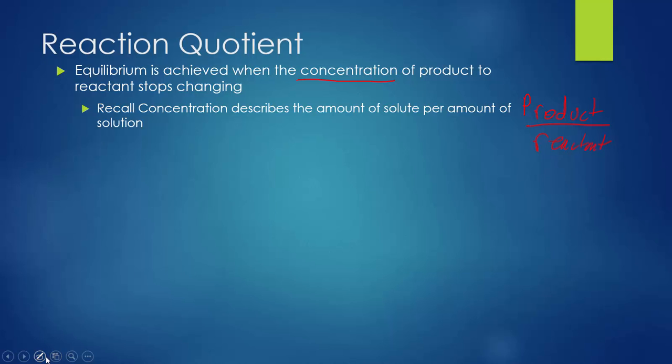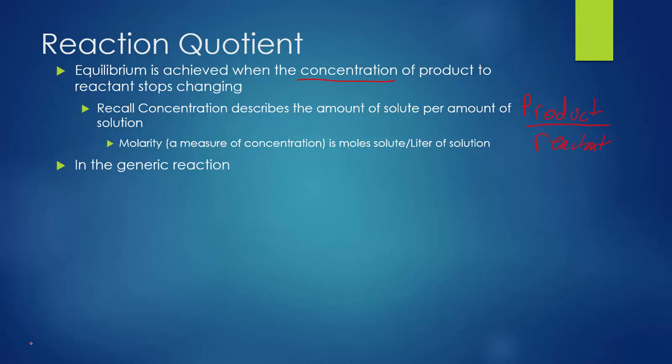And so concentration, remember, is the amount of solute per amount of solution. We usually measure it in molarity, moles per liter. So we've looked at this before. So remember what molarity means, moles per liter. So let's look at an example of a generic reaction and then figure out how we write the reaction quotient. Okay, so the generic reaction, where M, N, X, and Y are coefficients, that's our mole ratios, right? And A, B, C, and D are our actual chemicals, our elements, our compounds, our ions, our molecules, whatever they are.